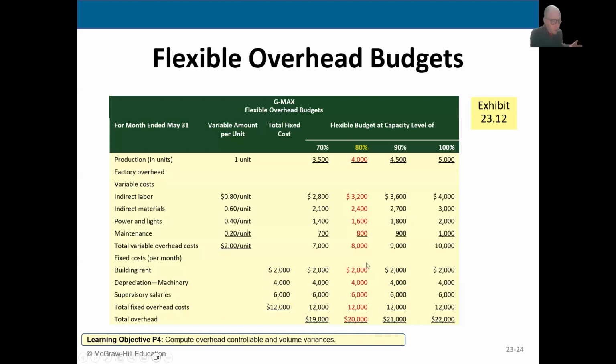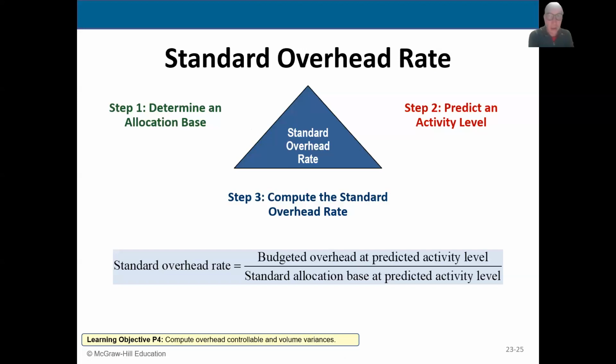But what about this standard overhead rate, right? We have to figure out what the overhead rate should be. Most companies select an activity base like direct labor hours. So let's go through the process of calculating this standard overhead rate. There are 3 steps that we follow. The first is to determine the allocation base, like direct labor hours, for example. Second is to predict an activity level: 80%, we will produce at 80%. And the third step is to compute the standard overhead rate. We do that by taking the budgeted overhead at the predicted activity level, 80%, divided by the standard allocation base at the activity level, number of hours.